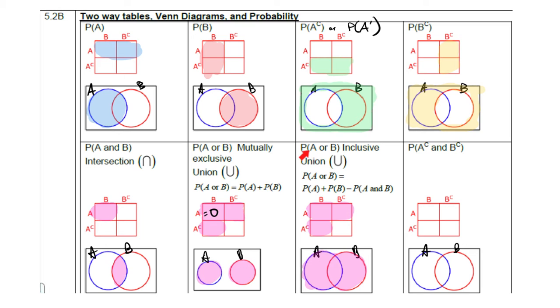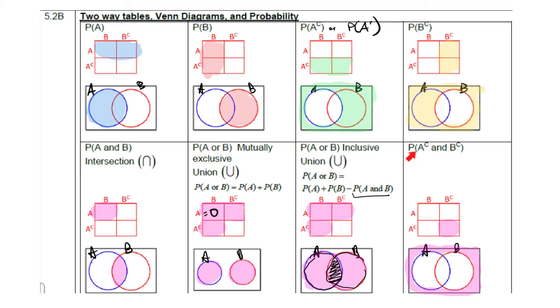Now we have probability of A or B, but it's inclusive, which means that A and B can occur simultaneously. Those events are not exclusive, so that's another union symbol. We use this expression: probability of A plus the probability of B minus the probability of A and B. But why are we subtracting this? Once I fill in A, I've already filled in this space once. But then when I fill in B, I'm filling in this space twice. So I need to remove that space one time in order to get an accurate probability. Otherwise, I'm counting the overlap two times, and we don't want to do that. So we subtract it once.